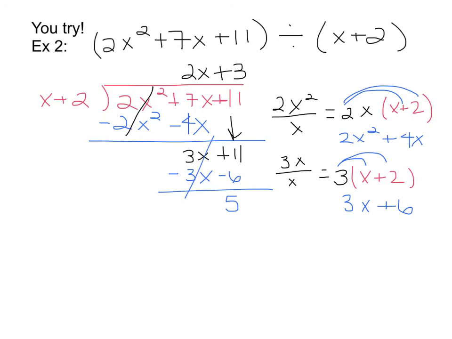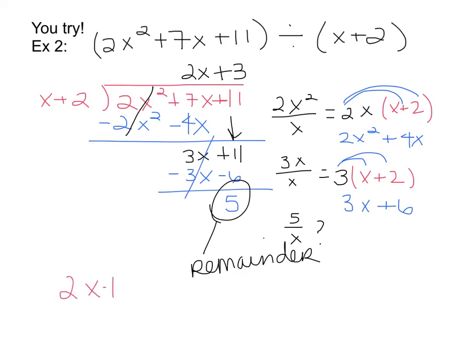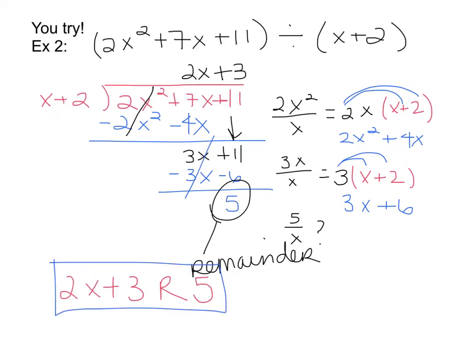So then I can't bring anything down. I would try to take my 5 and divide it by my x, and that's not going to work. So this is my remainder. So your answer is 2x plus 3, and then we just write r for remainder, and we write our number, which is 5. So you would tell me that x plus 2 was not a factor of 2x squared plus 7x plus 11 because I got a remainder of 5. If you got a remainder of 0, it would be a factor.